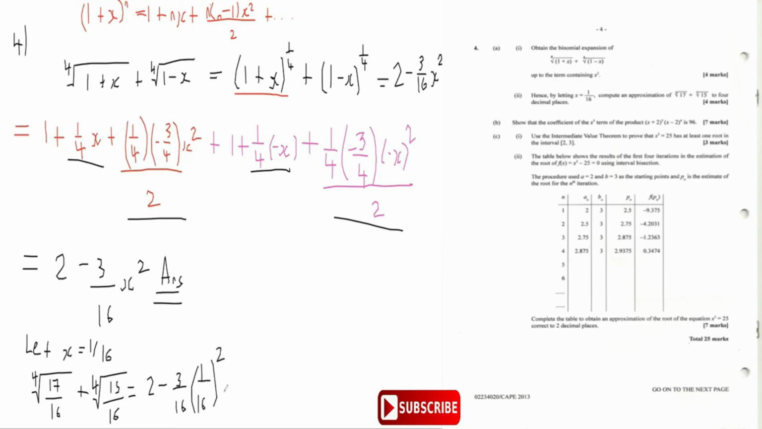When you put all of this in a calculator, 2 minus 3 over 16 times 1 over 16 squared, I get 1.99999, so I get 1.99993. All right, now let me make some space and finish it up here. We're going to finish it off in here.